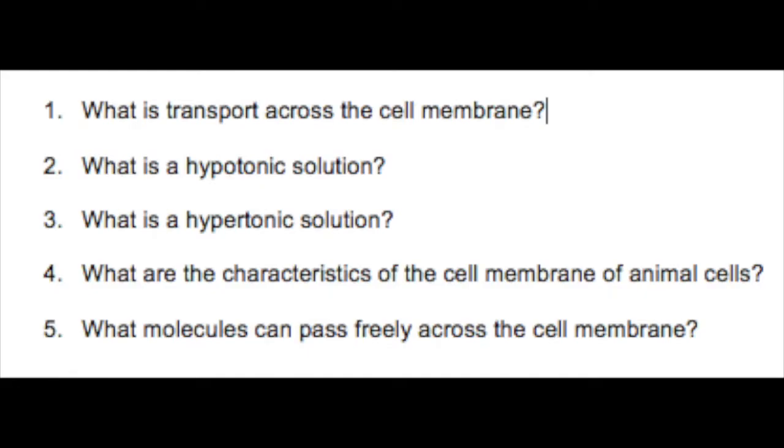Question 4. What are the characteristics of the cell membrane of animal cells? It is semi-permeable and has two primary functions. First, forming an outer boundary on the cell and holding the cell together. Second, allowing certain substances to pass through the cell membrane and prohibiting others.